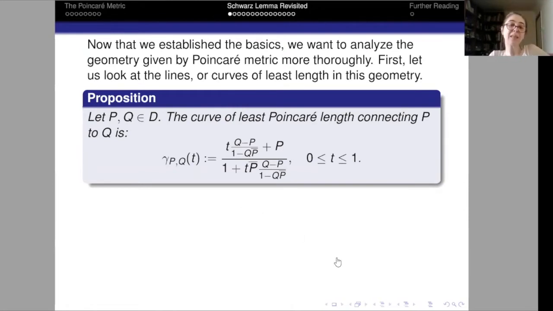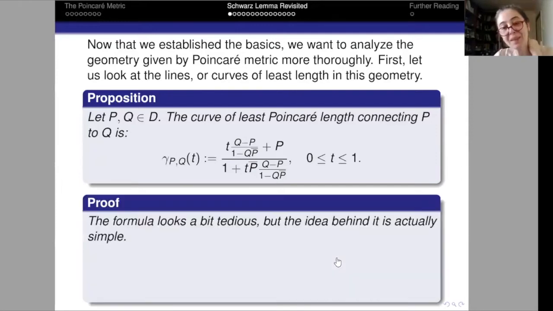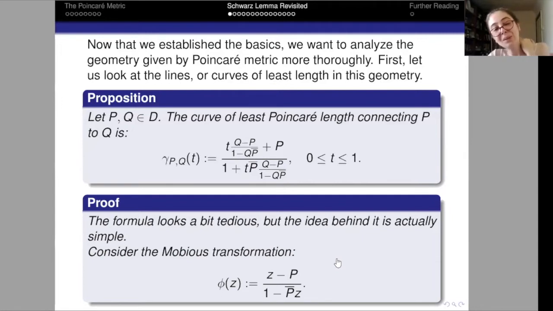Gamma PQ(t) is equal to t times (Q minus P over 1 minus Q conjugate P) plus P, over 1 plus t conjugate P times (Q minus P over 1 minus Q conjugate P), when t is between 0 and 1. Again, the formula looks tedious, but the idea is actually simple. We consider the Möbius transformation. We send 0 to P, z goes to z minus P over 1 minus conjugate P z.